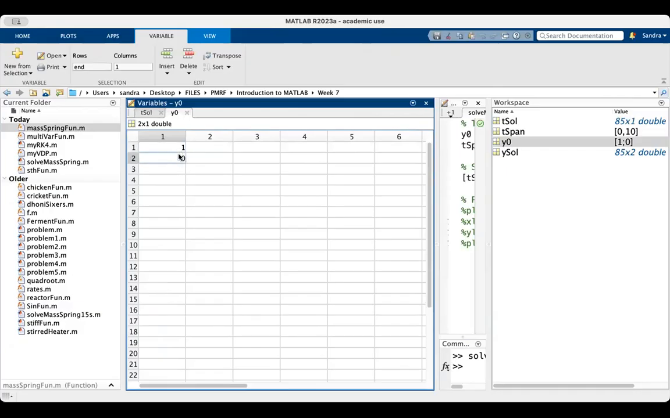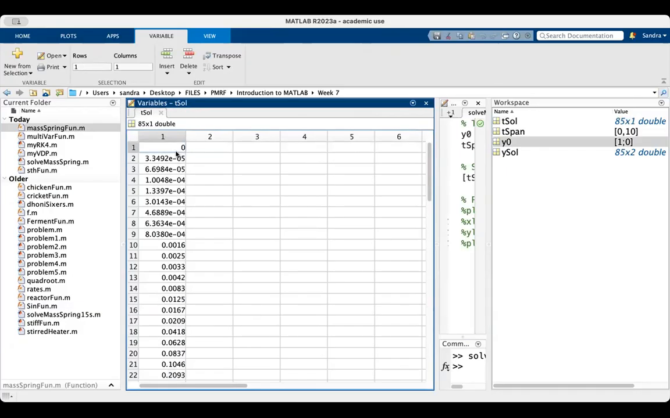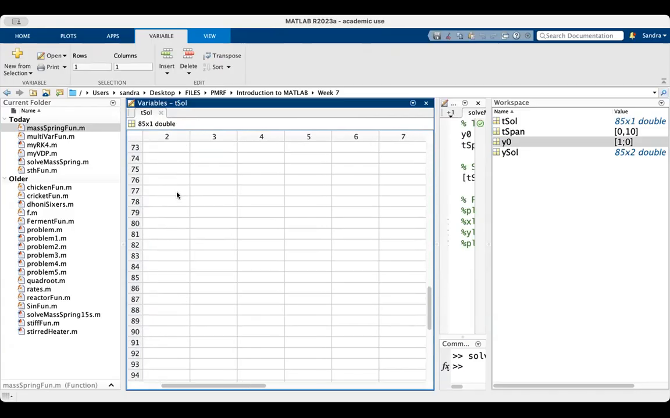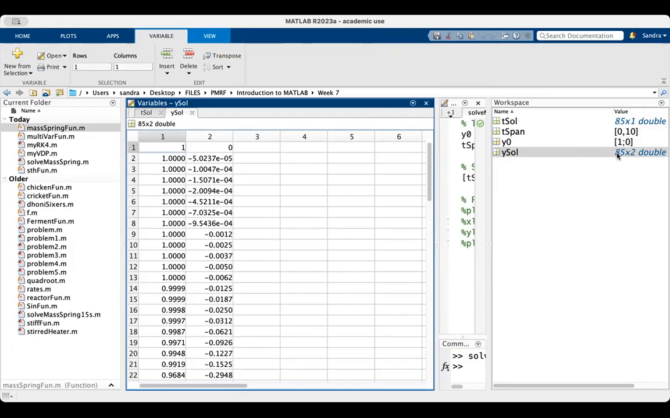1 is for x, and this is for v. Now this is your t-solve. From time t equal to 0, ODE45 will take its own time step, and it will go till 10, since 0 to 10 is what you have. And t-solve has 85 entries, so y-solve will also have 85 entries corresponding to every time, and it will have two columns. What does this mean? The first column starts with the value 1, which is the initial condition of x, and this is the initial condition of v. So the first column corresponds to the first variable and the second column corresponds to the second variable.